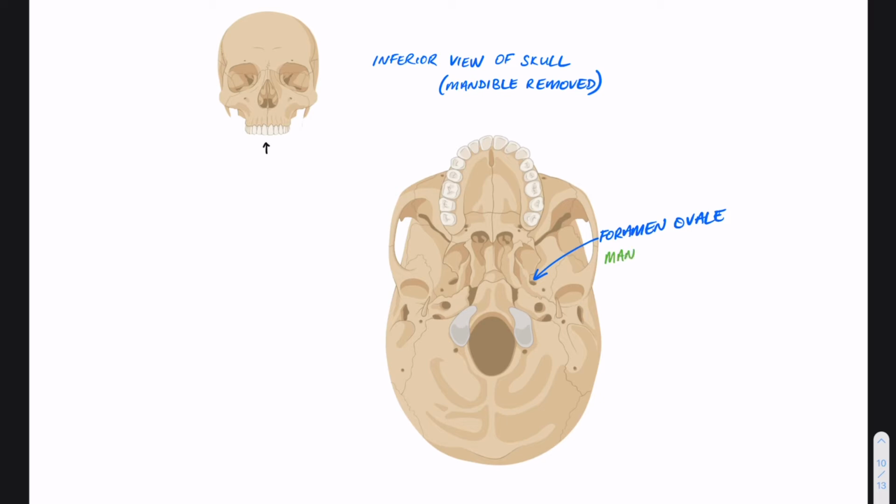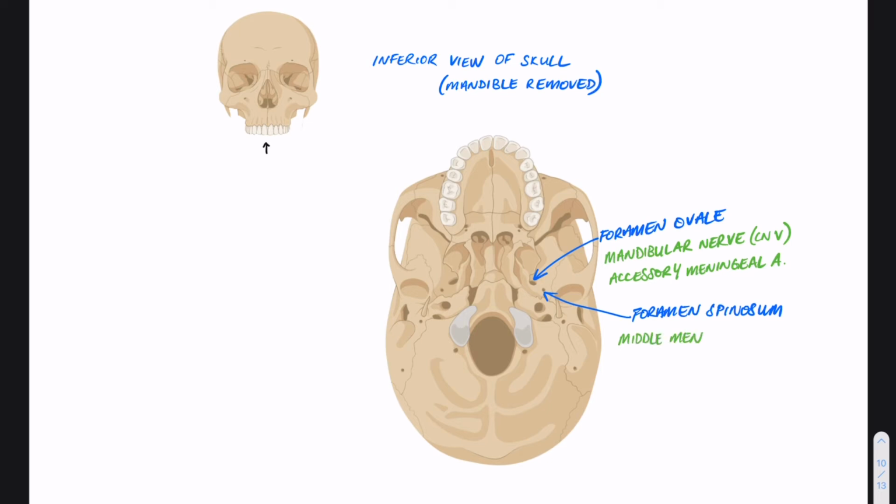Now moving on to the cranial foramina, the holes that we find at the base of the skull, these will transmit nerves and blood vessels largely. Starting here at the greater wing of the sphenoid bone, we have the slightly larger foramen ovale, and it is indeed oval in shape. The foramen ovale is going to transmit the mandibular nerve, which is the 3rd branch of the trigeminal or cranial nerve 5. It'll also transmit the accessory meningeal artery.